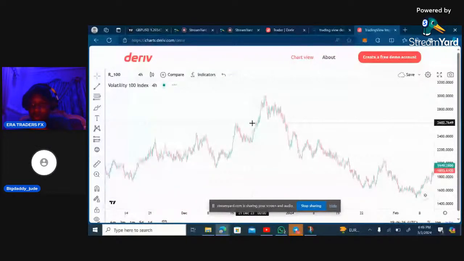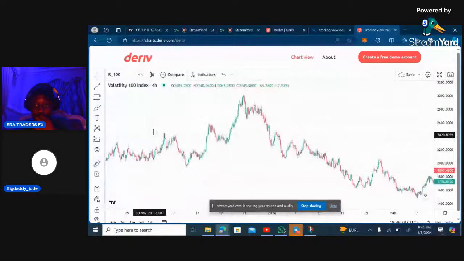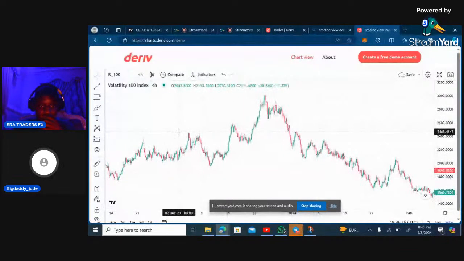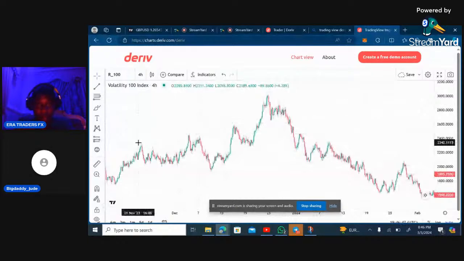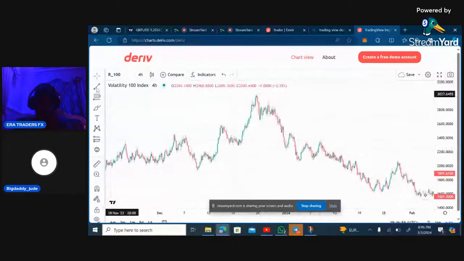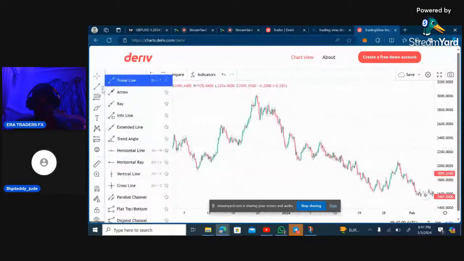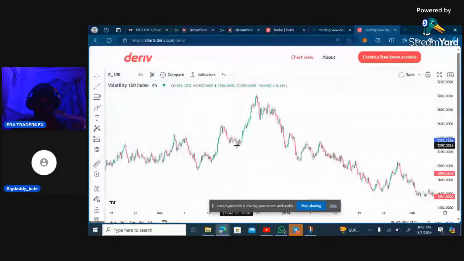Starting from this point, this is Vix 100 on a 4 hour time frame. I'm seeing a series of higher highs being formed from this point. Highs have been taken out up to this point. Now I'm expecting this low to hold price, but instead that didn't happen. I saw this low was taken out. So this is what I identify as a shift in market structure.